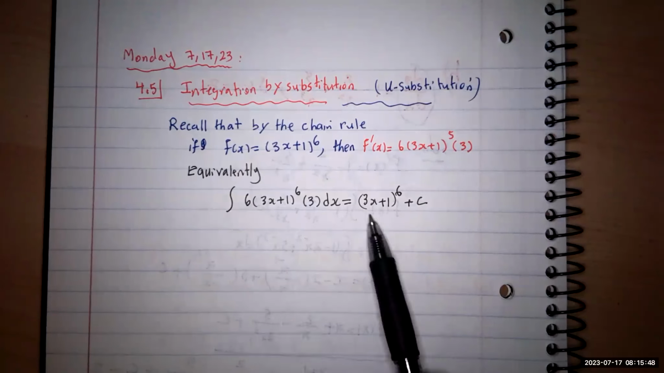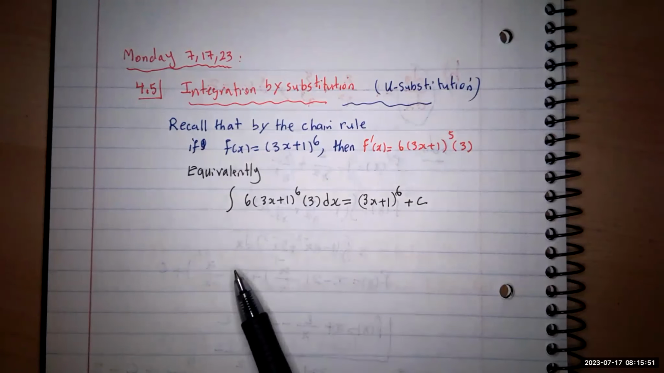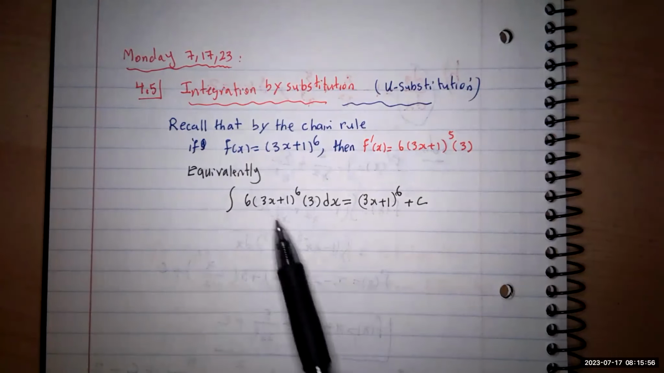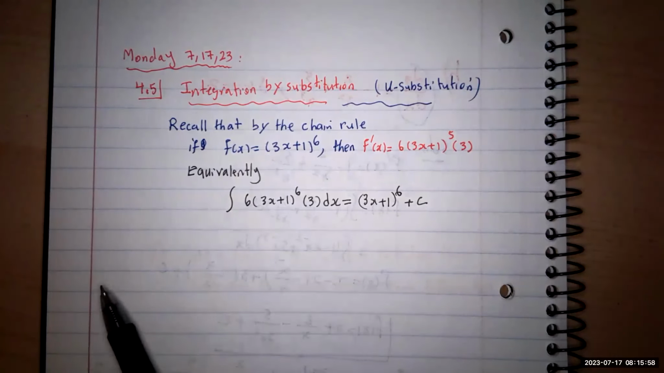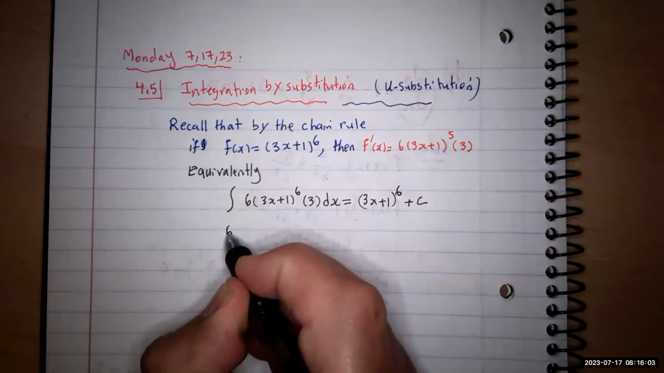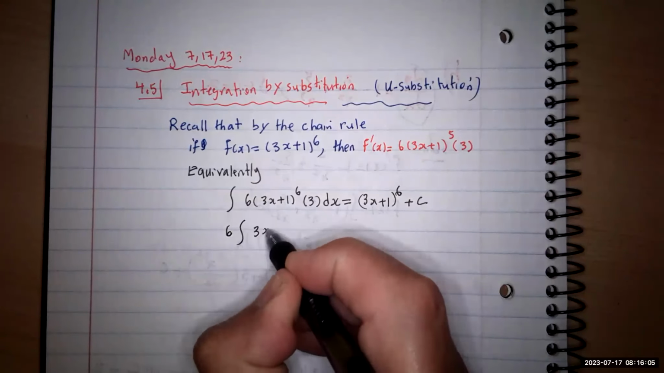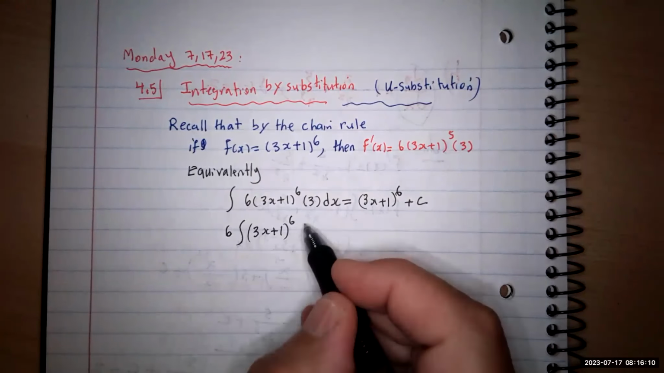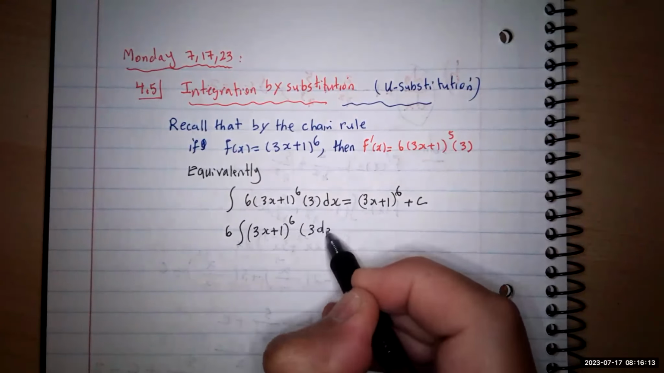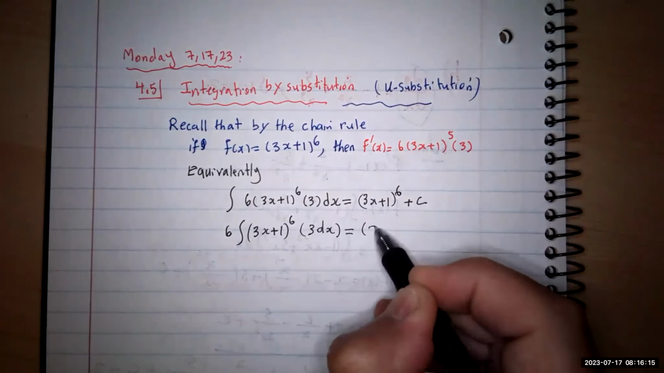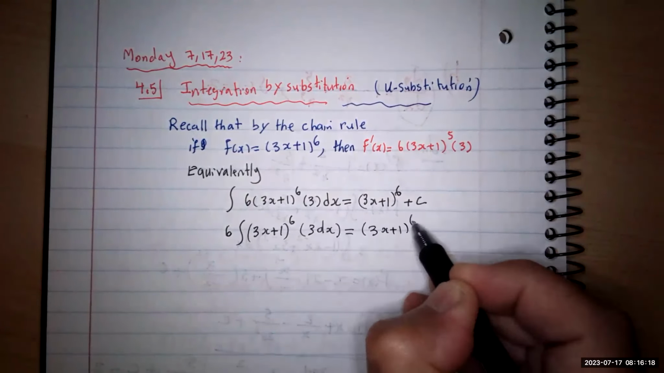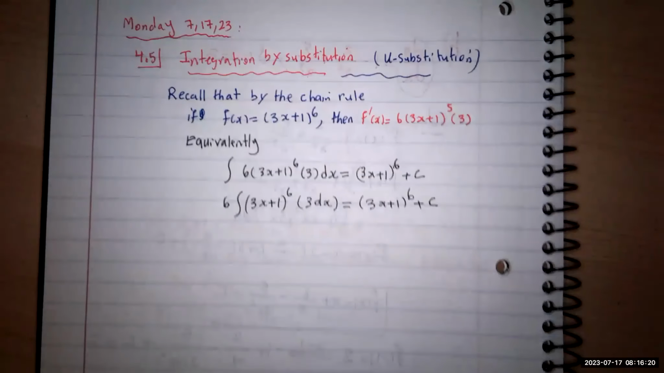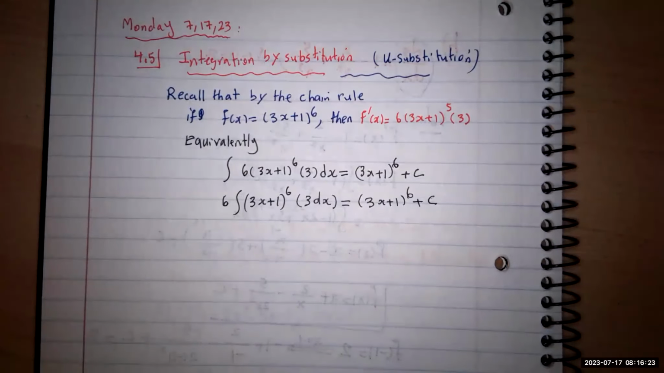Okay, but let's do a little bit of algebra here. Let's bring this 6 out. So I bring the 6 out. It's going to be 6 times the integral of (3x plus 1) to the 5th, and I put the 3 and the dx together, you see, 3 dx. And this is going to be (3x plus 1) to the 6 plus c again. Okay, you know that it's a constant. I can put it out.